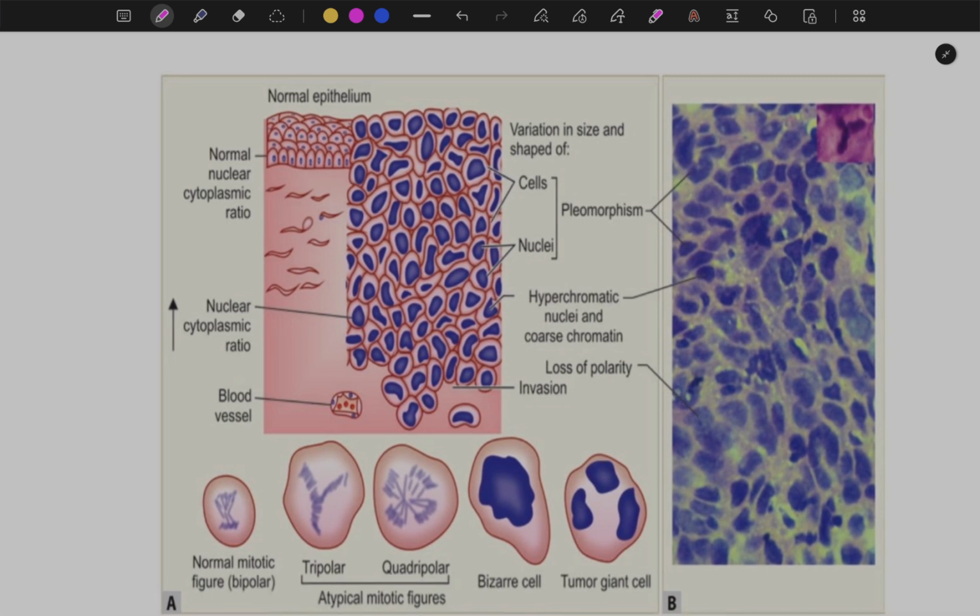Also, this is the normal mitotic figure which can be seen in normal cells and also benign neoplasms, while malignant neoplasms have an increased number of mitotic figures and also abnormal mitotic figures, which means a normal mitotic figure is bipolar, abnormal means it can be tripolar or quadripolar. Also bizarre cells or tumor giant cells, which are large cells with multiple nuclei, can also be seen in a malignant neoplasm.